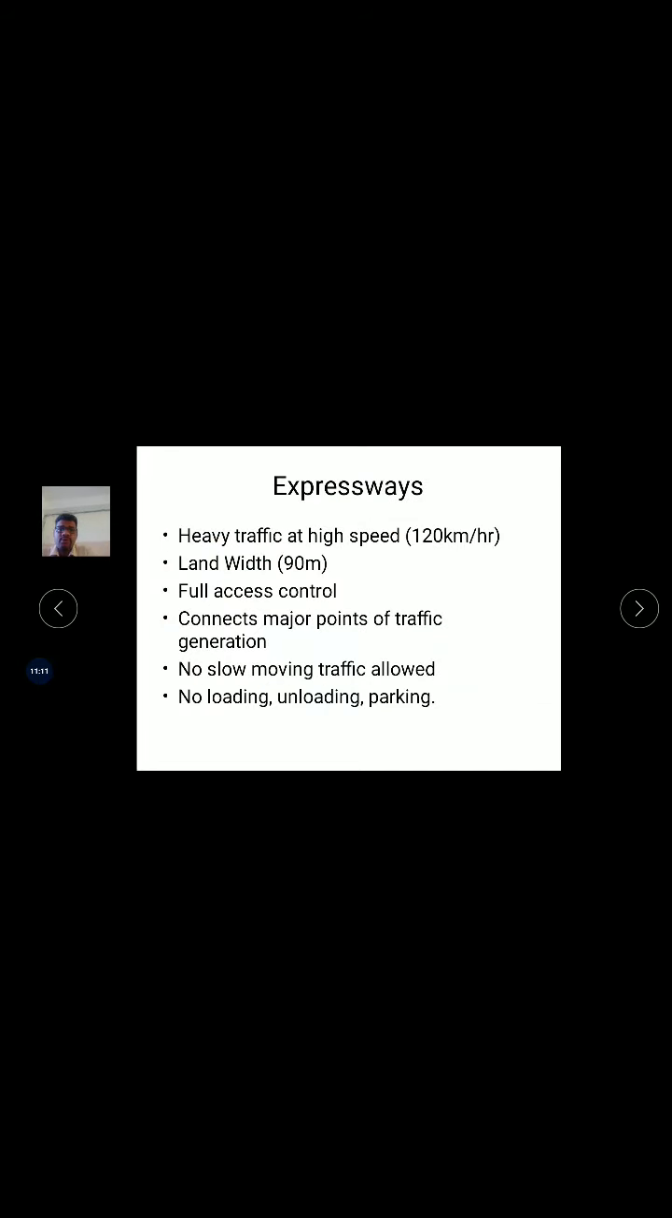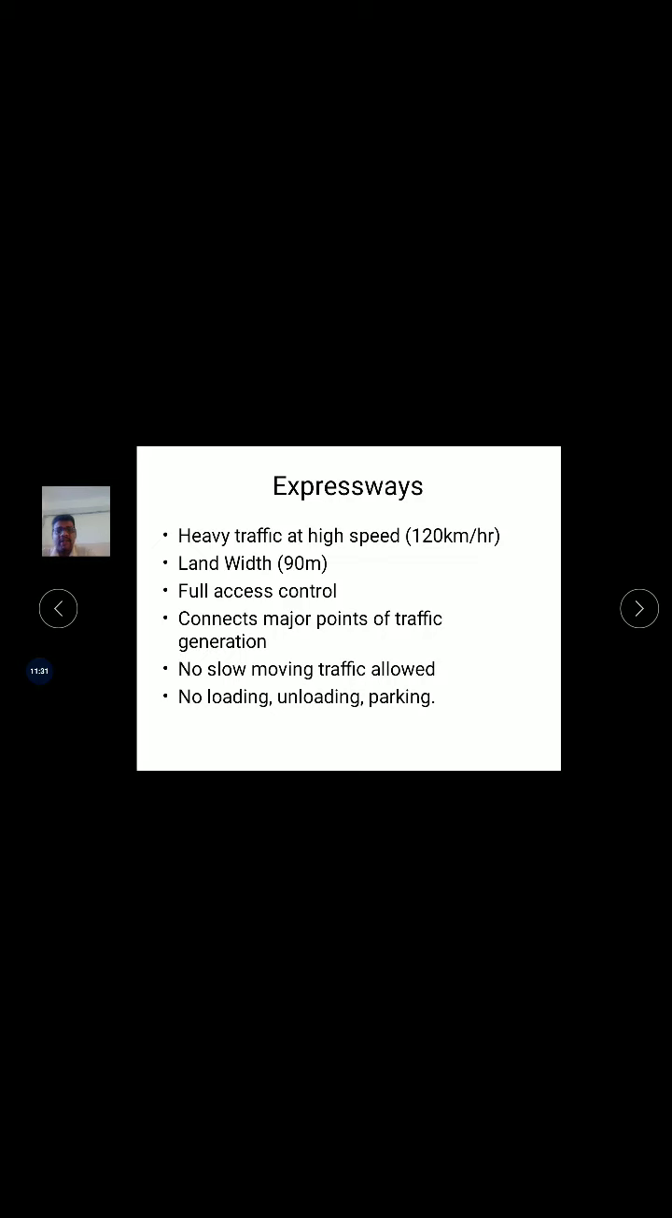Here there is an explanation of what the expressways are, what the major district roads are, and what the other district roads are. This comes under expressways. They carry heavy traffic at a speed of 120 kilometers per hour. To reduce the traffic, these expressways have been built, where the land width is 90 meters.